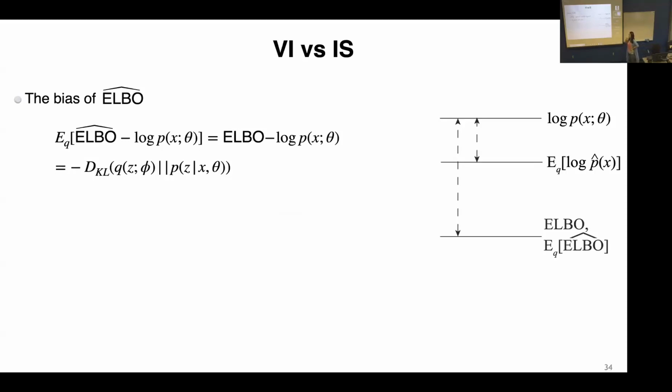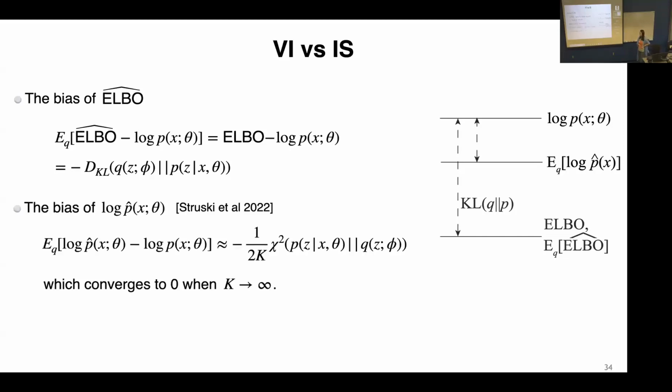What's the bias, or what's the gap, of this ELBO hat? The way to derive the bias is to take the expectation of ELBO hat minus log p, which is going to be the minus of the KL divergence. So that's what you probably learned in your first machine learning class. And then what's the bias of the log p hat? It's actually minus chi-square divergence.